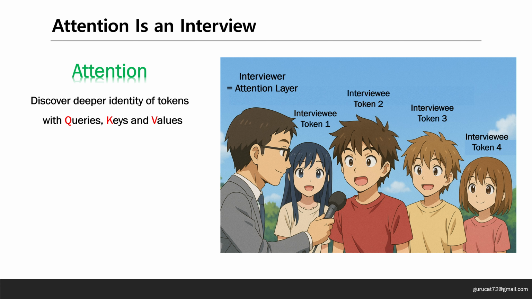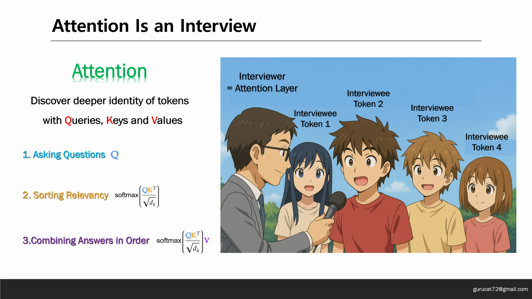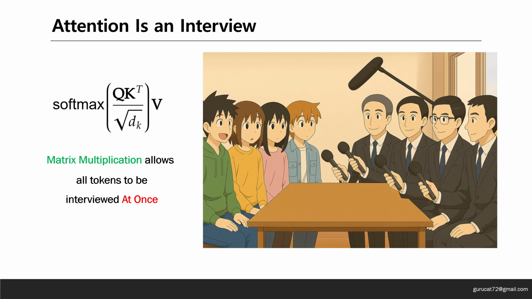Attention works like an interview. Each token interacts with the others by asking questions, providing key information, and sharing answers. In an interview, the interviewer asks questions, and each interviewee responds based on their characteristics. In attention, the query plays the role of the question. The key explains what each token represents, and the value provides the actual information. Attention repeats these 3 steps: asking, ranking relevance, and combining answers. Thanks to matrix multiplication, every token is processed simultaneously, which is a major reason transformers are fast and efficient.